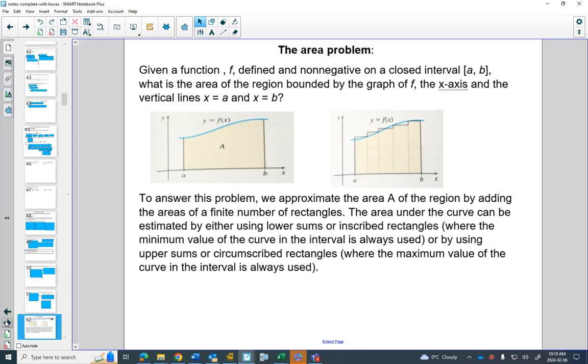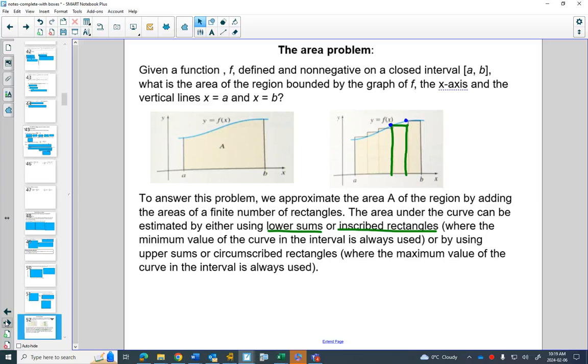So we're going to find that we can find this area either using lower sums, which are called inscribed rectangles. What that means is in any interval, this green one right here would be an example of an inscribed rectangle. Because we looked at this value on the curve and this value on the curve, and we used the smaller one and made a rectangle. If you always use the lower ones, does it make sense that your estimate would be too small?